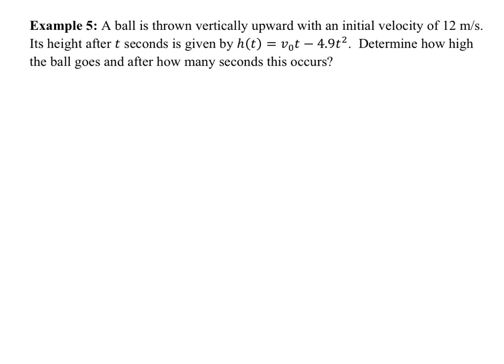Let's see another one of these. A ball is thrown vertically upward with an initial velocity of 12 meters per second. Its height is given by that function there. Determine how high it will go and after how many seconds this will occur.